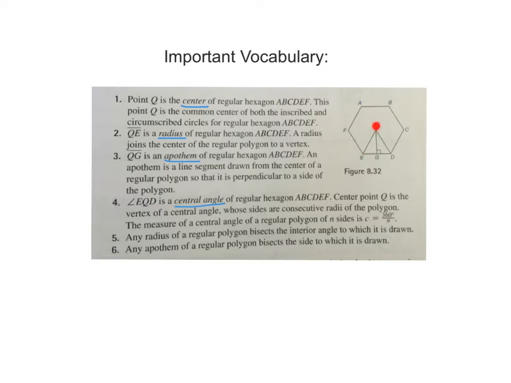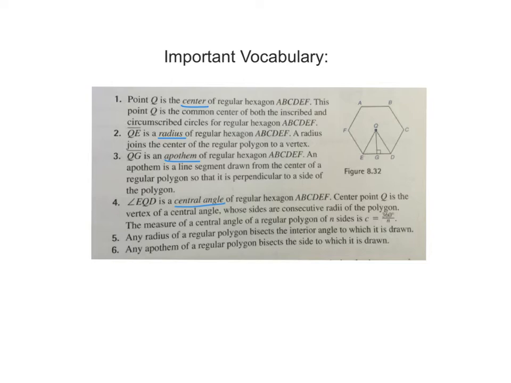Angle EQD, this guy in here, is the central angle. So central angle, again, just means the exact same thing that it meant for a circle. And so this is the vertex of the central angle. These are both congruent radii of the polygon.